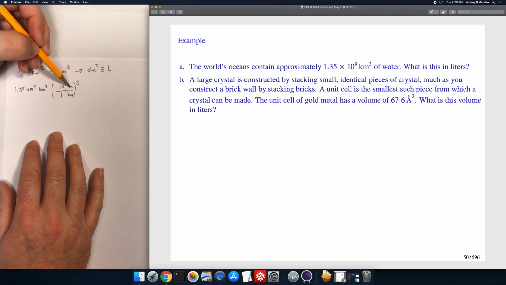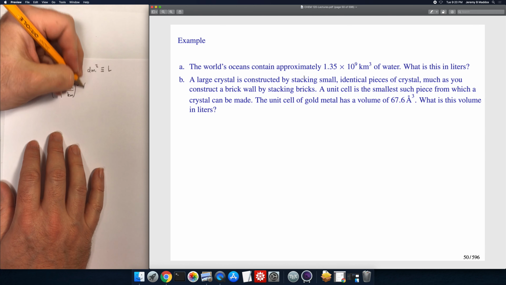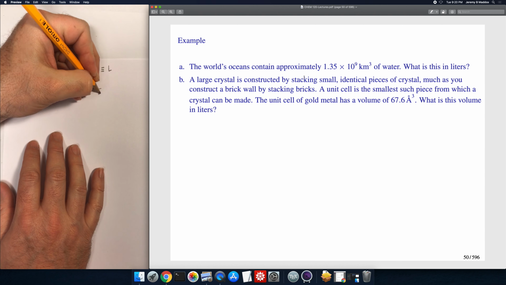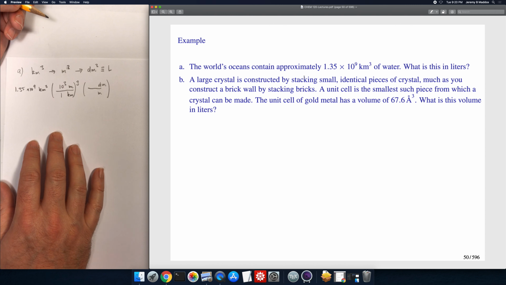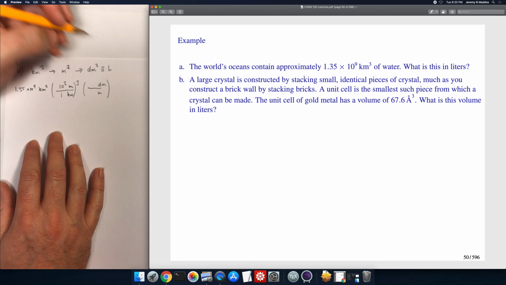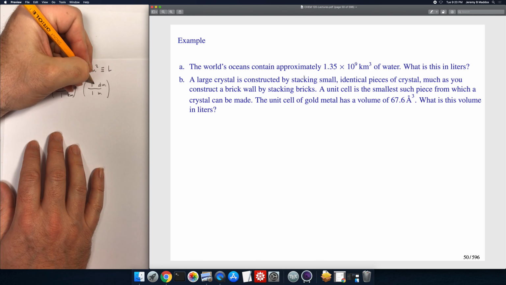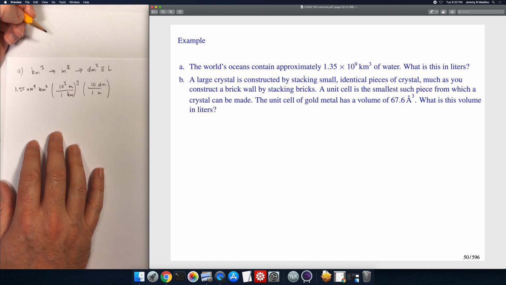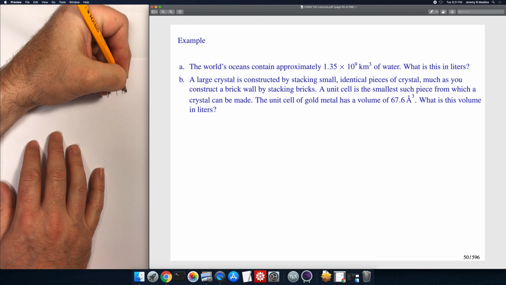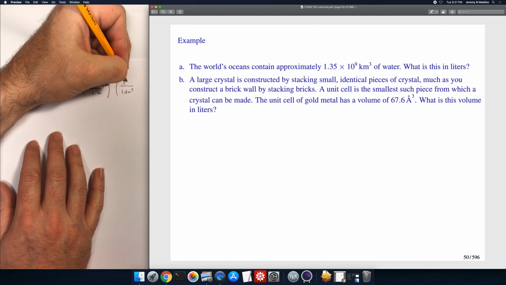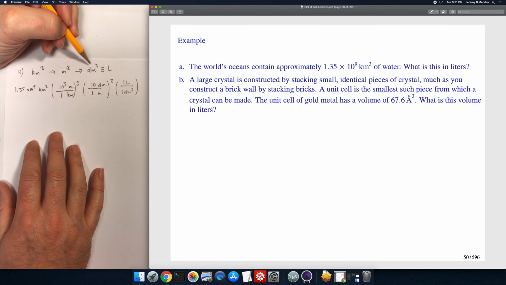Next, we'll do the conversion from meters to decimeters. Okay, so we'll have meters in the denominator, and we want decimeters on top. Now, a decimeter is smaller than a meter. So for every meter, there will be 10 decimeters. And again, we need to cube that conversion factor. And then the final conversion factor would be that for every cubic decimeter, you have 1 liter. That's the simple one for this last part.